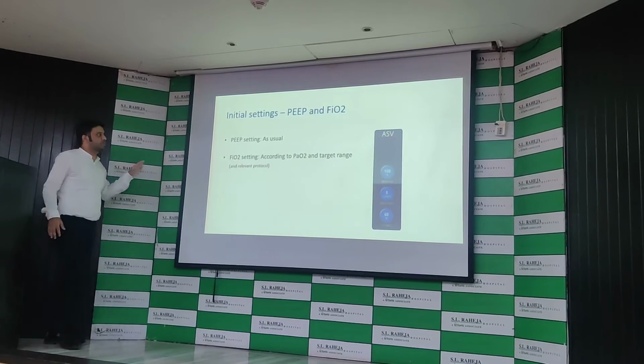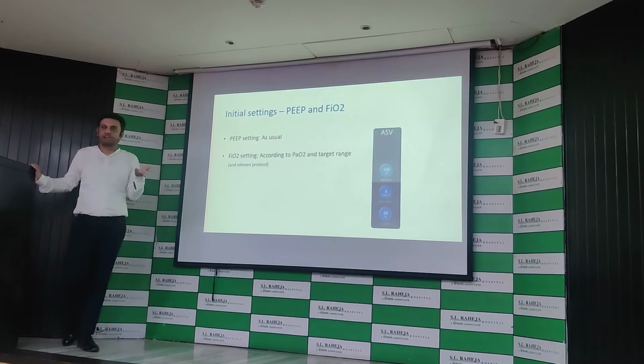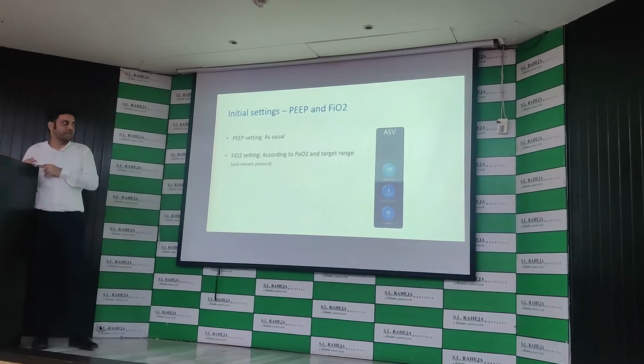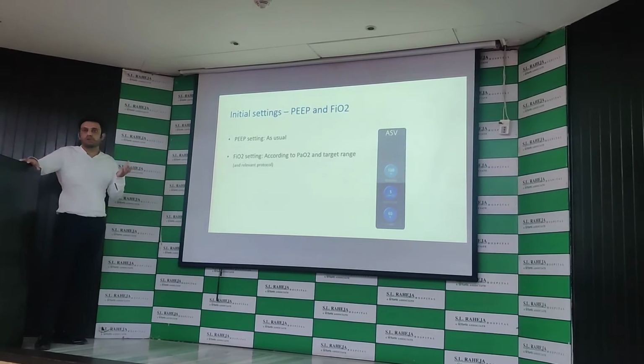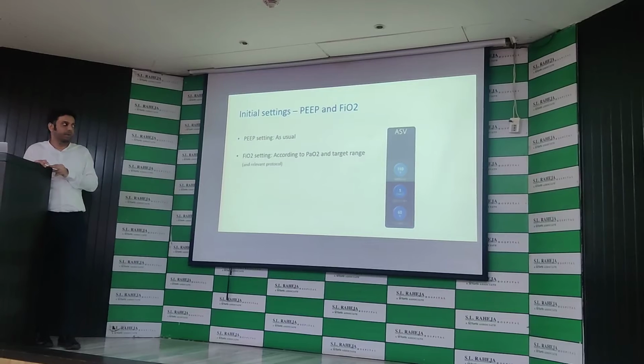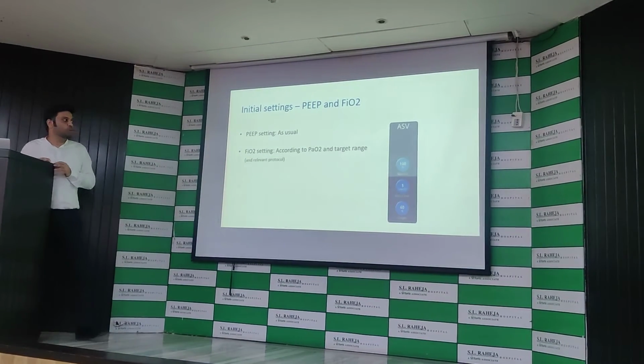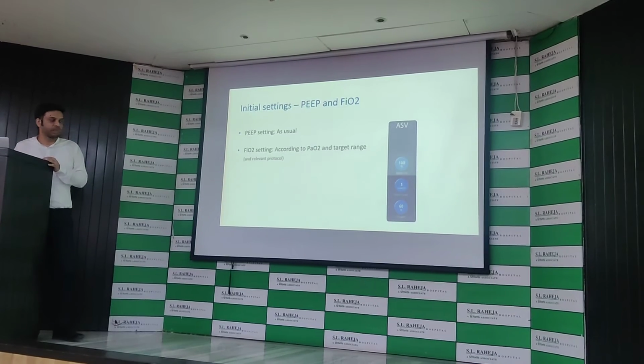Then the other two settings are the PEEP and the FiO2, which are the usual ones. For PEEP, you will start with 5 centimeters as the initial PEEP setting for the patients. And of course, if you have a restrictive or ARDS patient, you can start with a higher PEEP of around 8 or 10. FiO2 can again be adjusted as per the PO2 and the SaO2 range as per the blood gas.